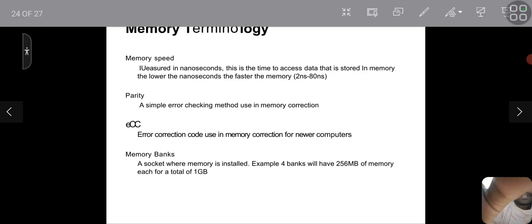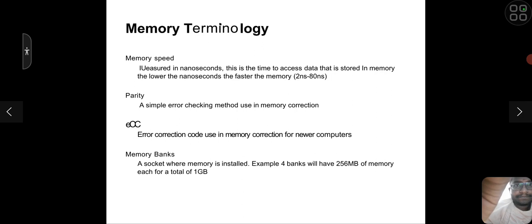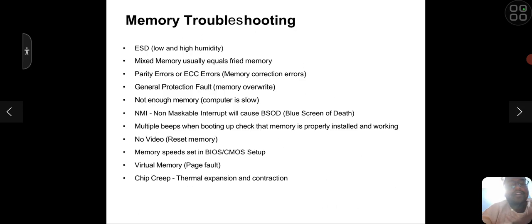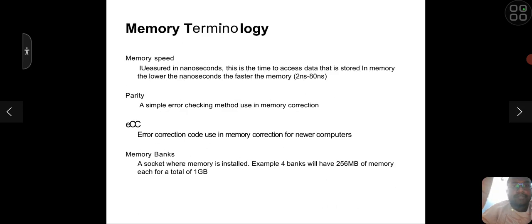And my main topic is memory terminology. Memory speed is measured in nanoseconds. This is the time taken to access data that is stored in memory. The lower the nanoseconds, the faster the memory, for example 2 nanoseconds to 18 nanoseconds.